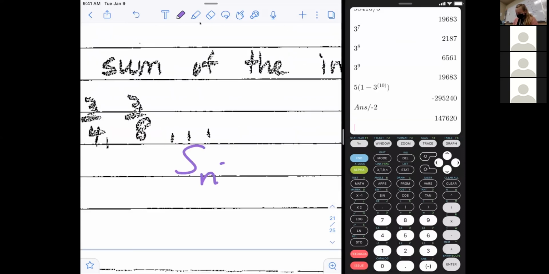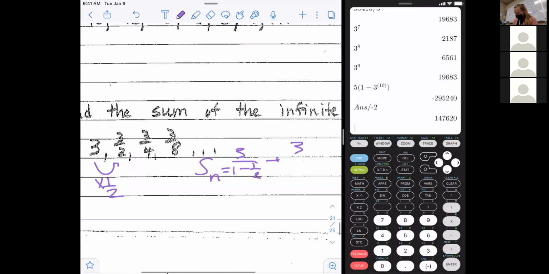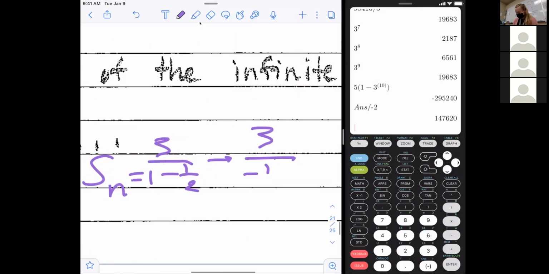I've got S of n equals a sub 1, which is 3, over 1 minus my rate, or my common ratio. I'm multiplying by 1/2, right? So minus 1/2. I get 3 over -1/2. Oh no, it's positive 1/2.